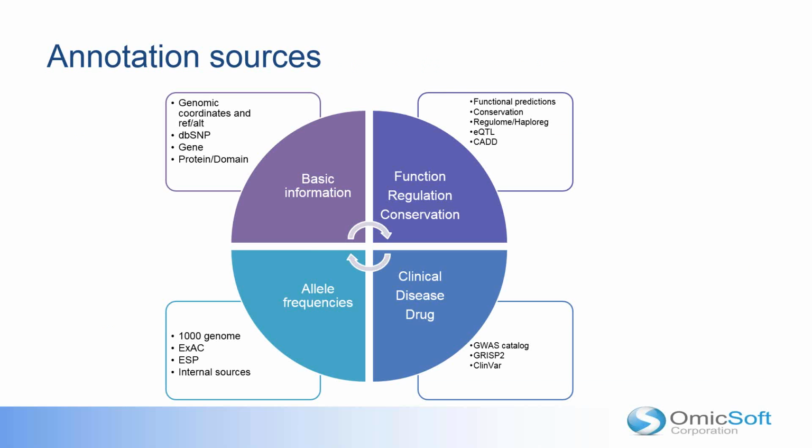On the annotation source side, we roughly categorized the information into basic information, which includes dbSNP ID, coordinates, reference, alternative, gene information, protein or domain information. The second category would be functional mutation, regulation, conservation, anything that we either predicted or published from existing studies, such as GTEx for eQTL information, like those CADD scores. Those are what we think of as the second category that describes the variant information.